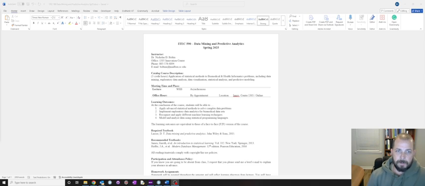The course description for this class is the application of statistical methods to biomedical and health informatics problems. This includes data mining, exploratory data analysis, data visualization, statistical analysis, and predictive modeling. So we're going to look at a lot of different problem sets, a lot of different data sets that have to do with biomedical and health informatics. And we're going to look at a lot of different ways to analyze these data and infer different information from those data sets.